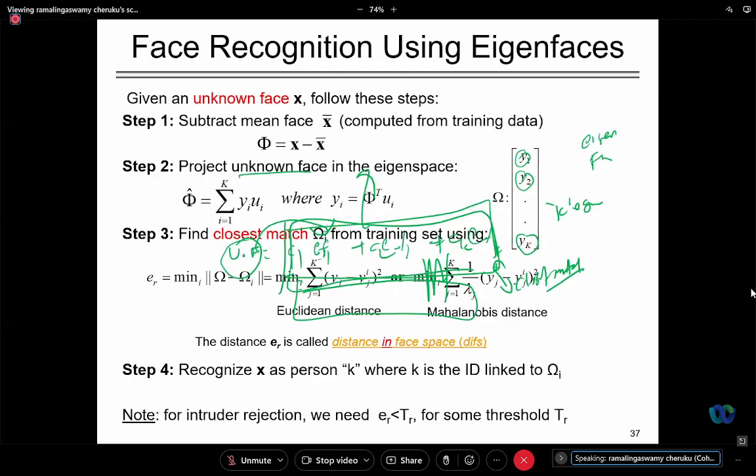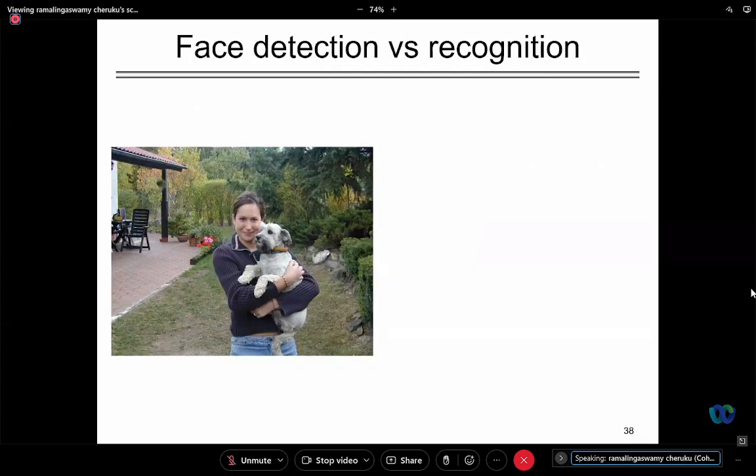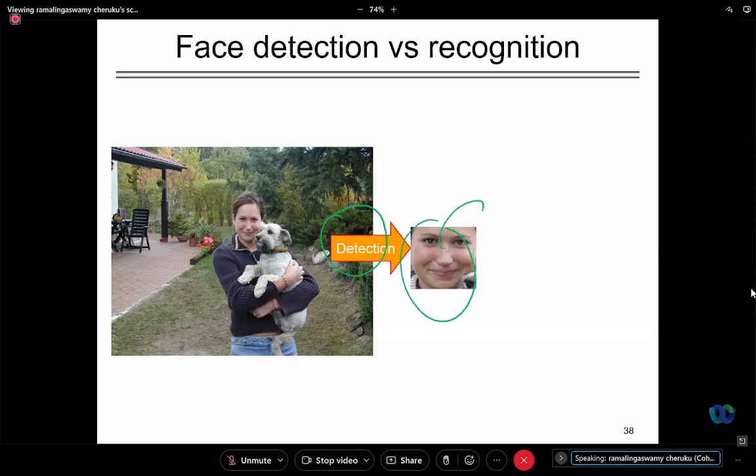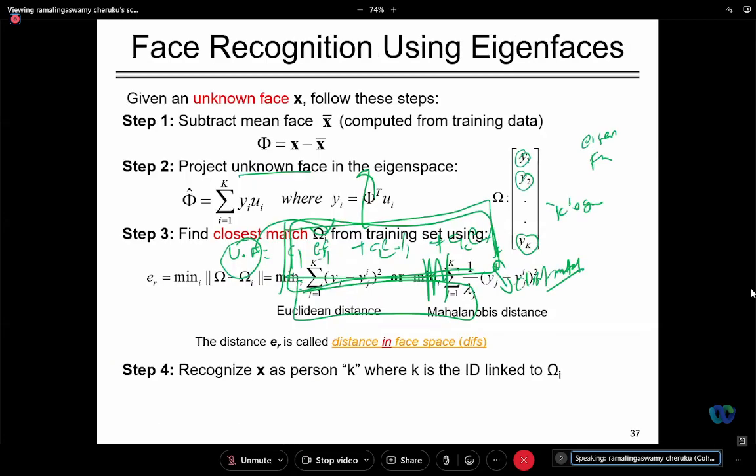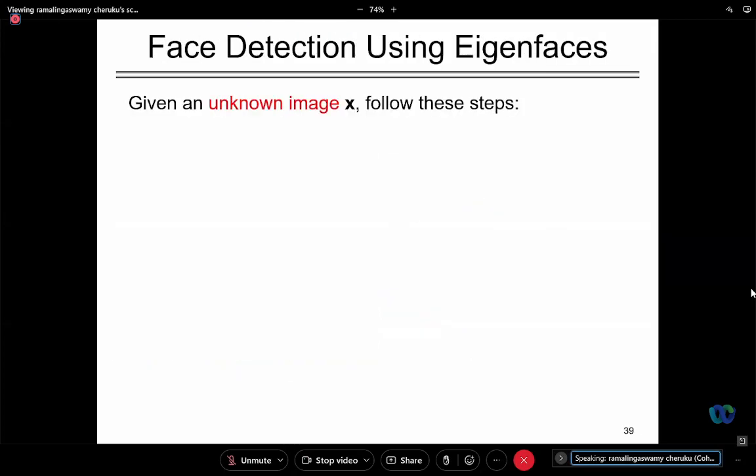So for an intruder, let's see how it works. We can use it for face detection and recognition. First you will detect the face, and then you will identify whose face it is. So far we have seen how we can use it for face recognition. Now, how can we use it for face detection?